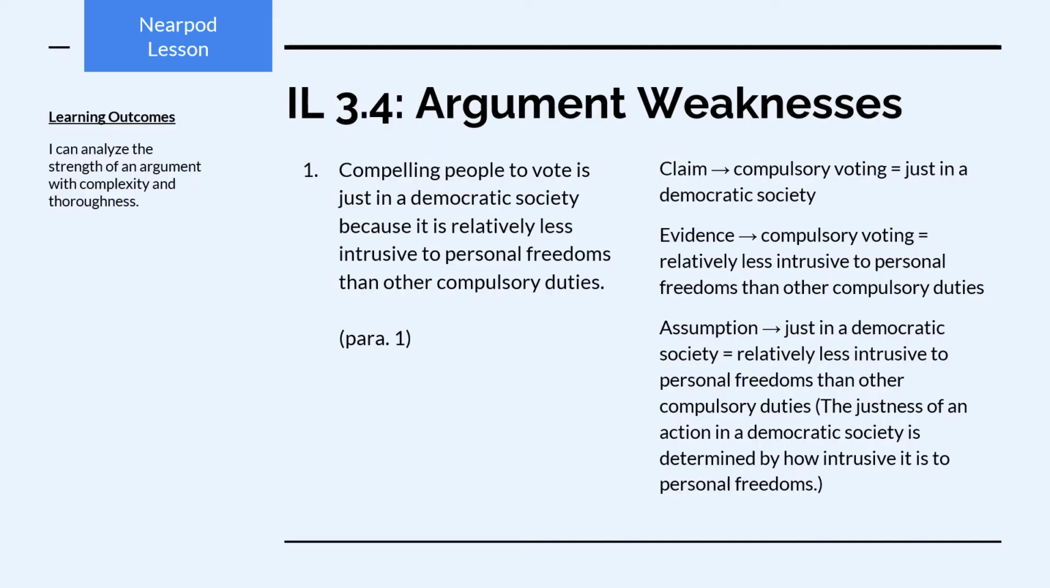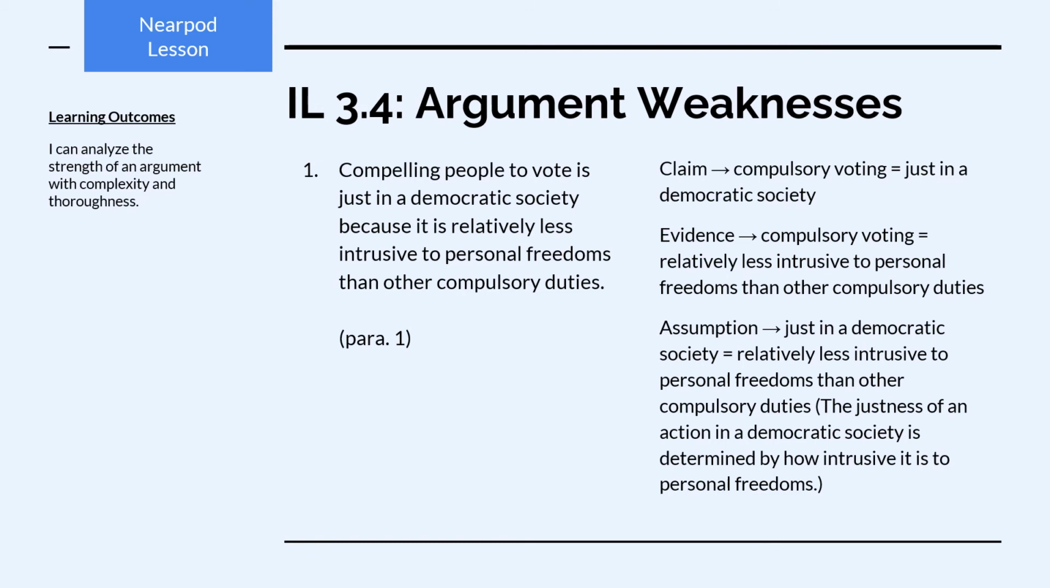There are a lot of weak arguments that you could find in this rough draft. It is, after all, a rough draft, and so it needs some refinement before it can be any kind of good piece of writing. I chose to show you guys three weak arguments that really jumped out to me, however. And this is the first one. Compelling people to vote is just in a democratic society because it is relatively less intrusive to personal freedoms than other compulsory duties. And that's one of the very first arguments made there in paragraph 1.